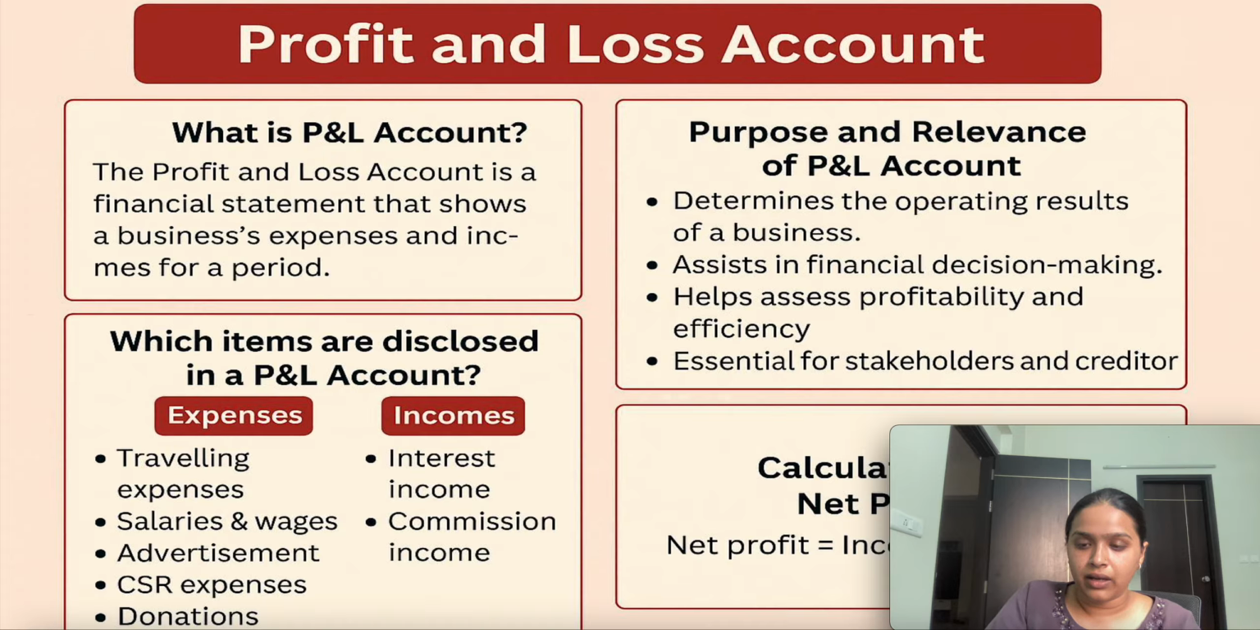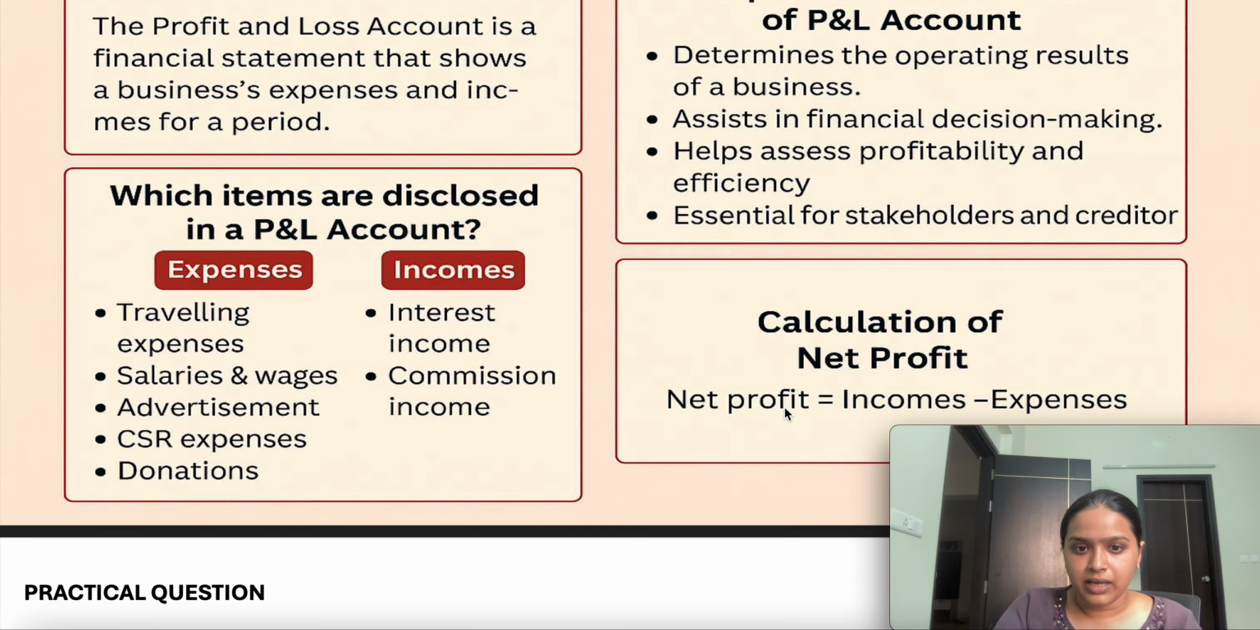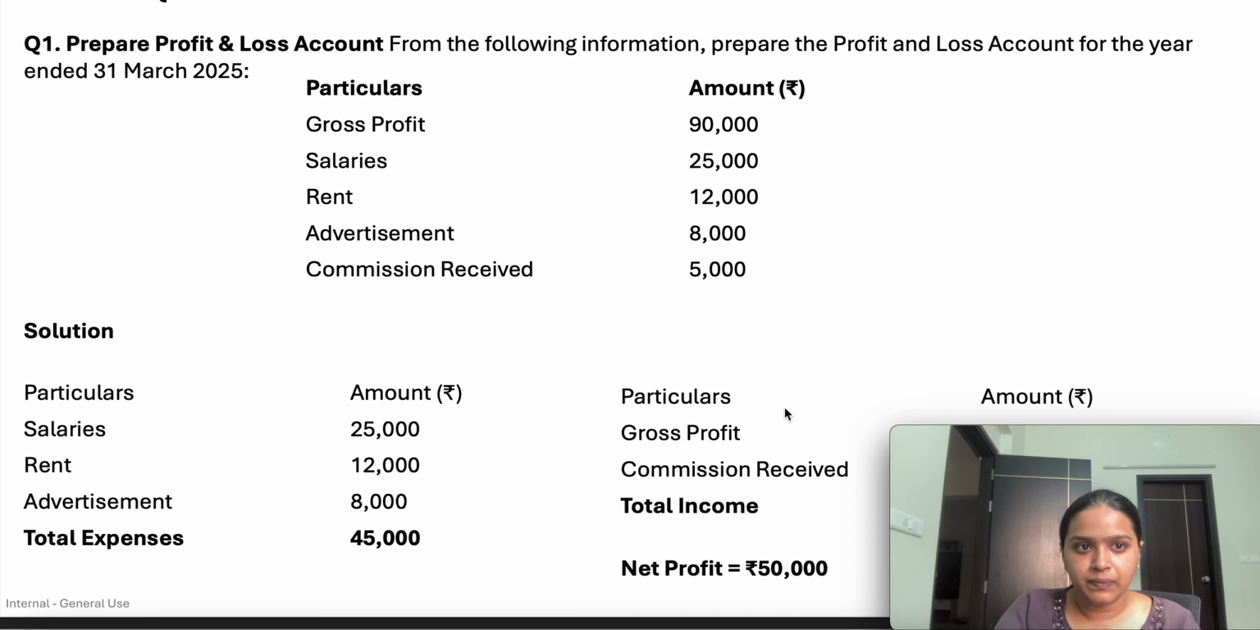Okay. So in the profit and loss account we can calculate the net profit, because in the trading account we calculate the gross profit. Gross profit means what we have actually earned through the sale of goods or providing services. But in the profit and loss account we calculate the net profit, which is gross profit, less the expenses and plus the other incomes. Okay. Let's understand with a few examples.